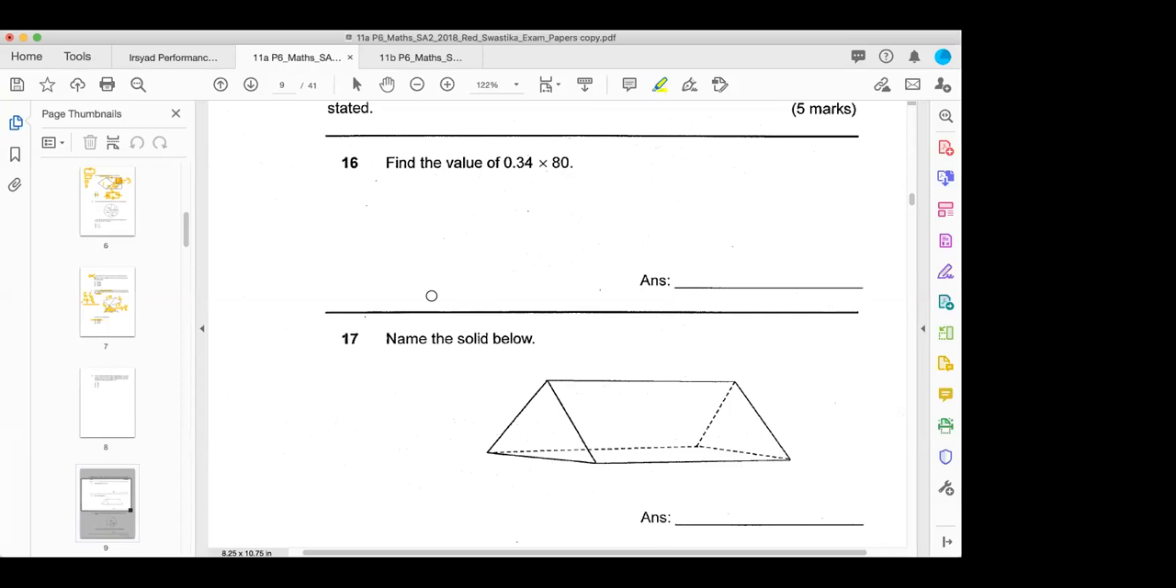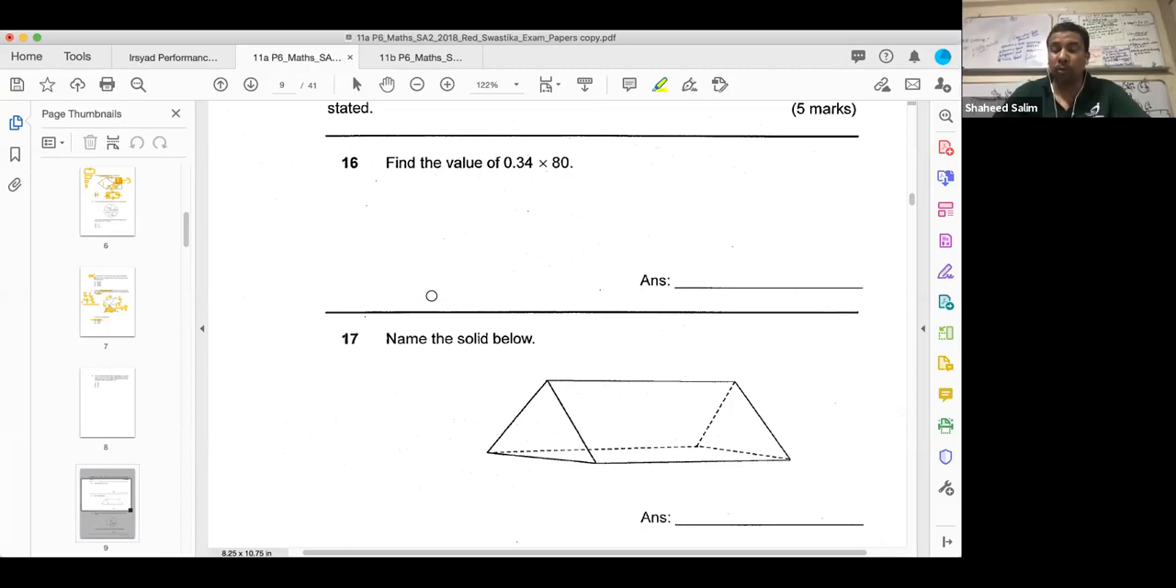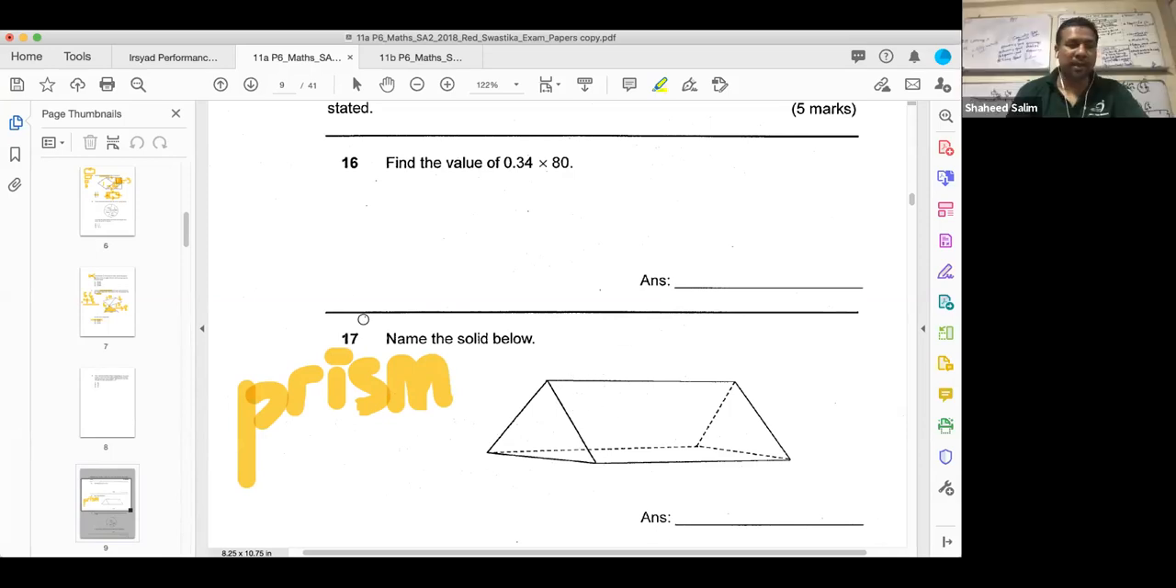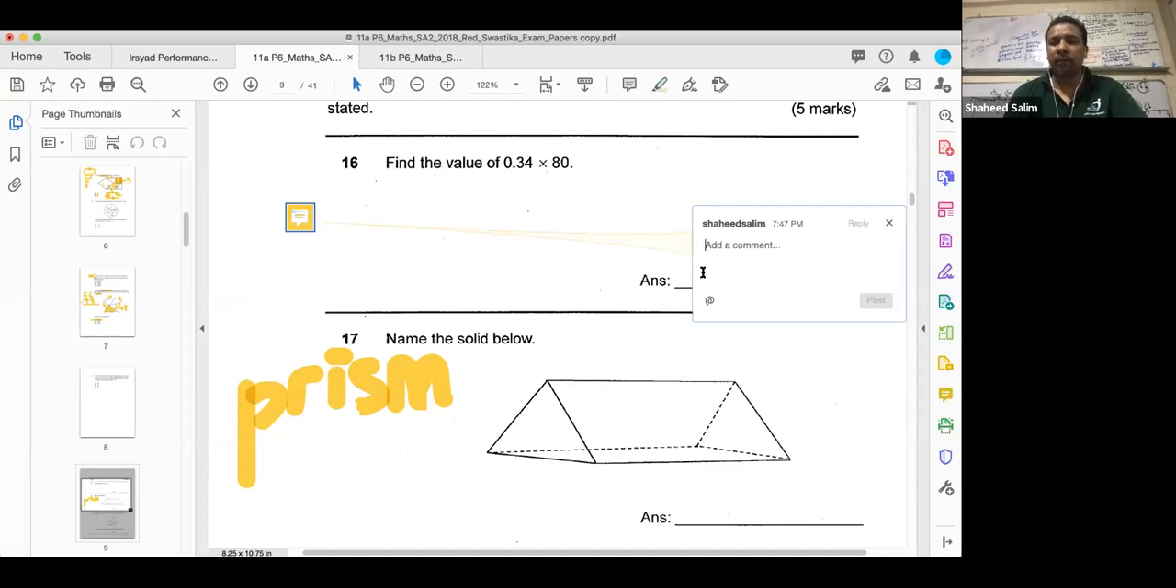Triangle. Okay, you can say triangular cuboid, but it's actually a prism. Not prison. Prison is penjara. Prism. If you want to do a science experiment, take a torchlight and shine a light through it, it will split up. 27.2. So for this one you got 27.2. Shafika, you got 60, is it?